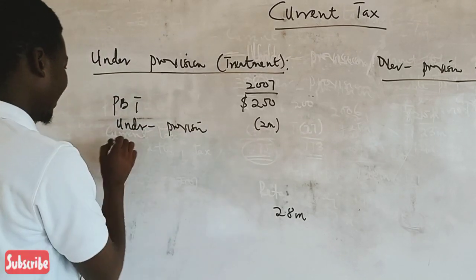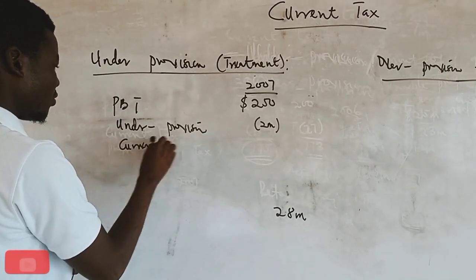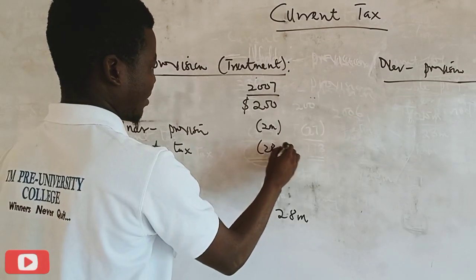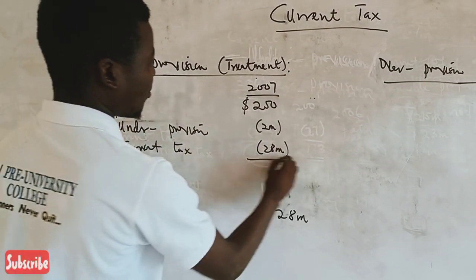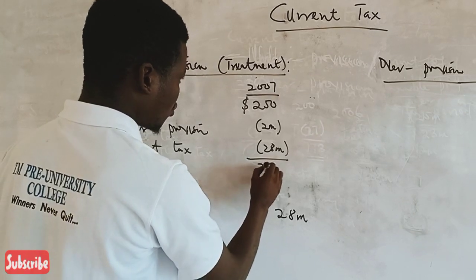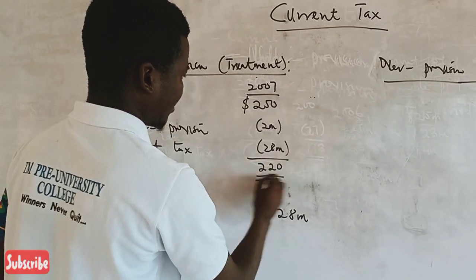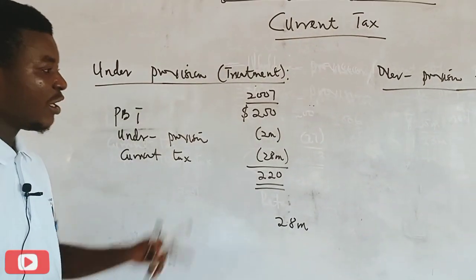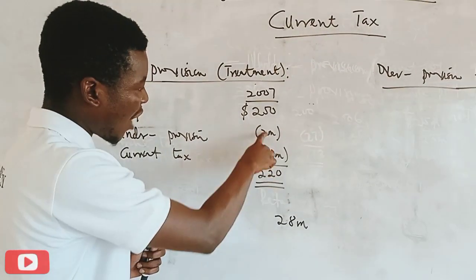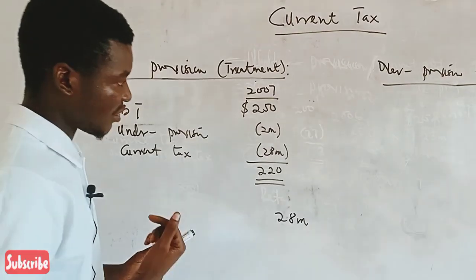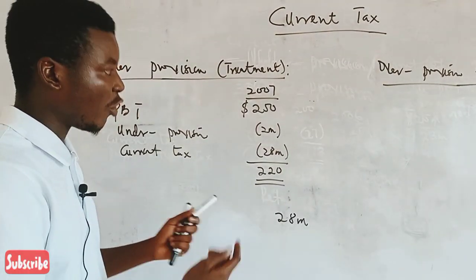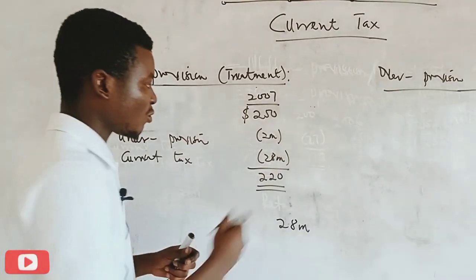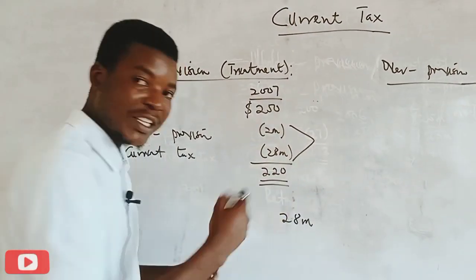Then we come to the current year estimate, which will be tax, which is 28. So we are going to have 220 as the profit for the year or profit after tax. You can see that these two are all reducing the profit. So it will be better for us to just put the two together because they are all related to tax.